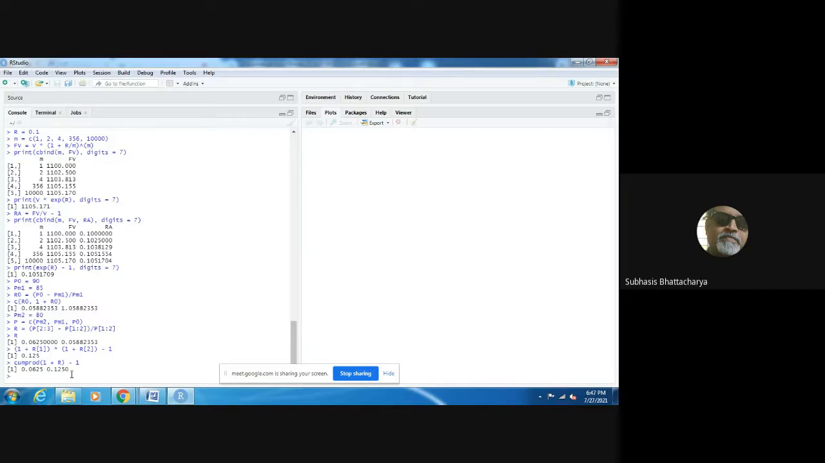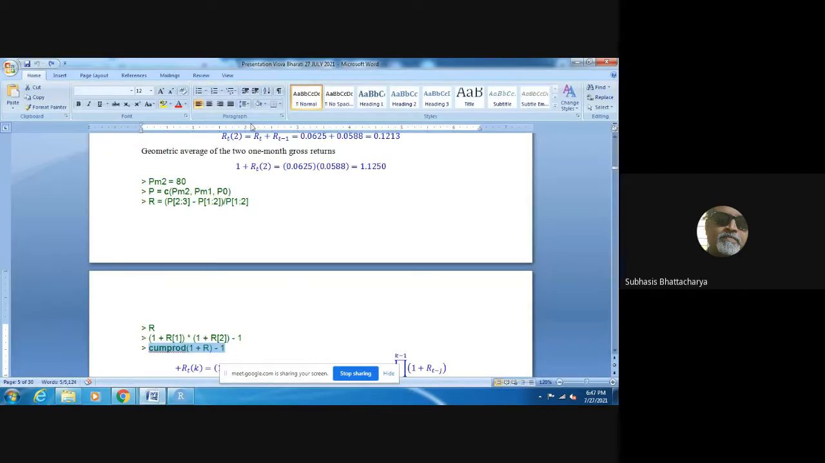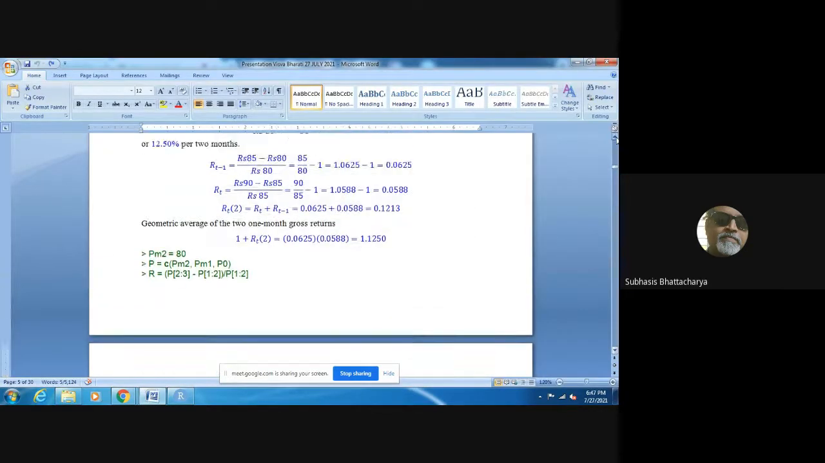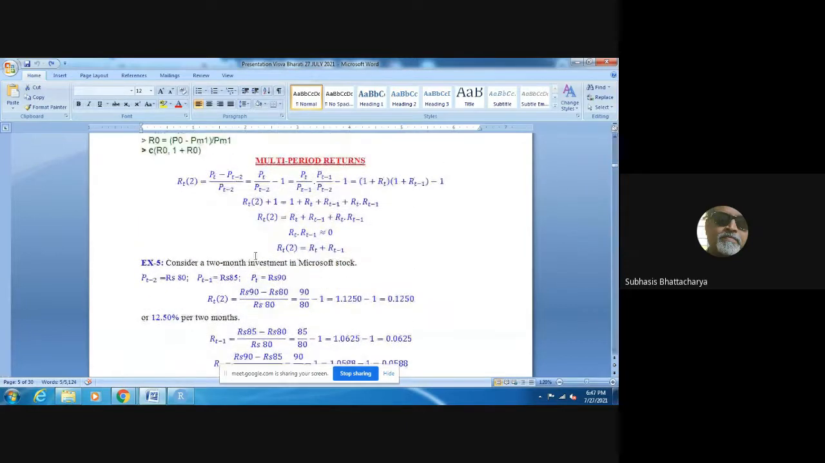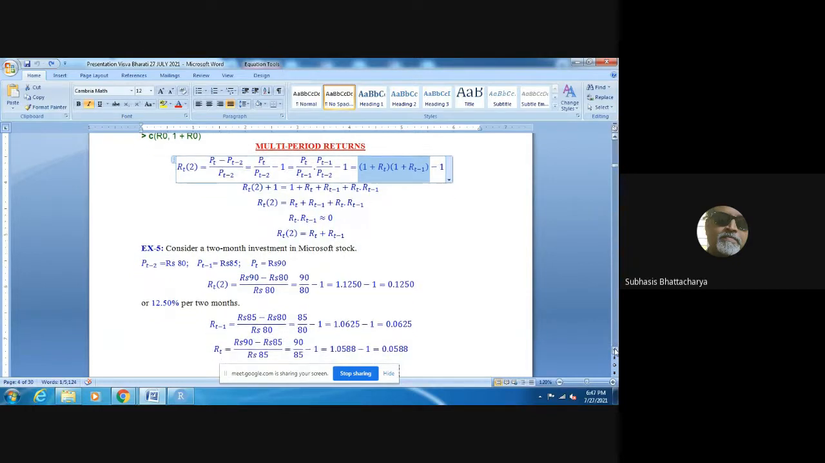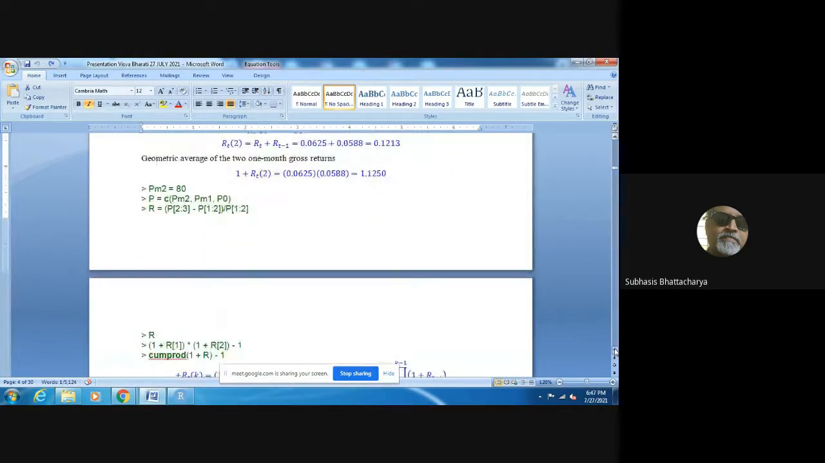What is interesting is that when I consider multi-period returns, if I transfer this 1 to this side, you just get the multiplication of returns, that is 1 plus RT into 1 plus RT minus 1 and 1 plus RT minus 2 and so on. So if there are multiple periods of this type, this way we can estimate the returns.